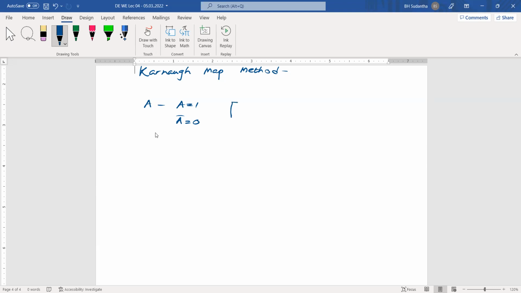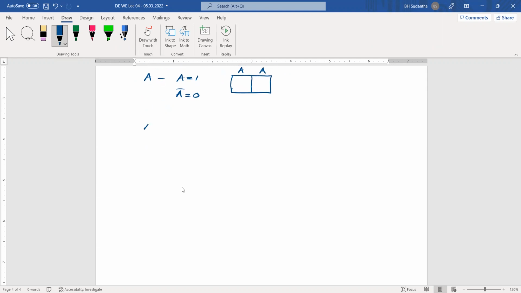For example, assuming this is a map, we have A bar and A here. For A bar, we have one square. For A, we have another square. But as a technical term, we don't use square here. It's a grid. In the map space, all these things are grids. But with a single variable, we can't do anything. Then we will move into two variables.